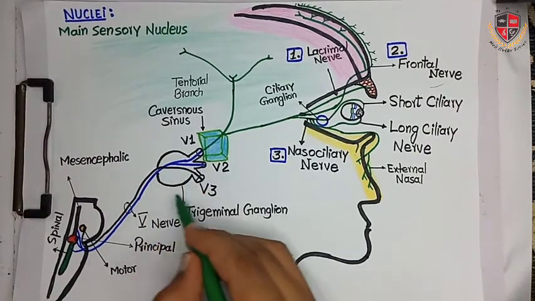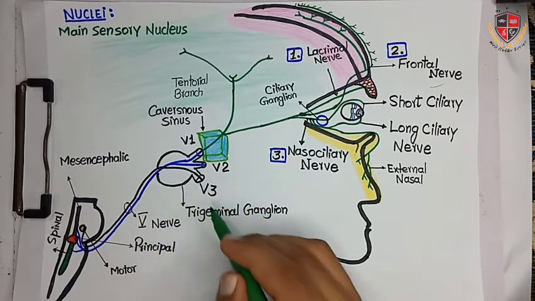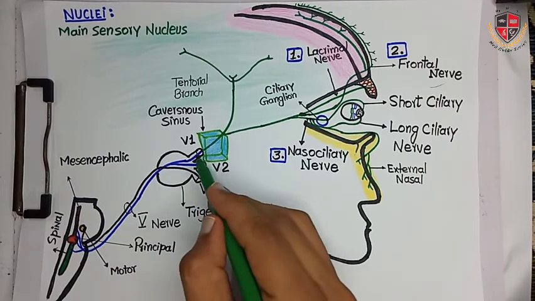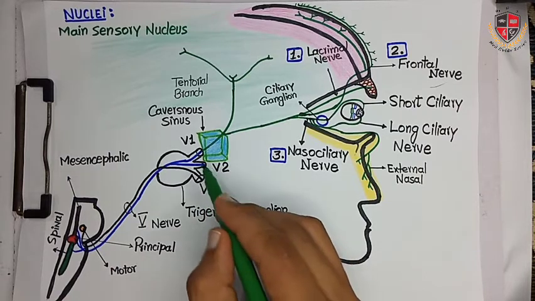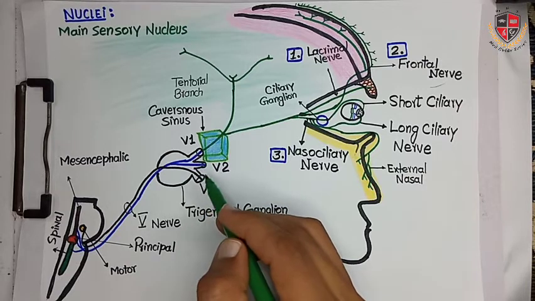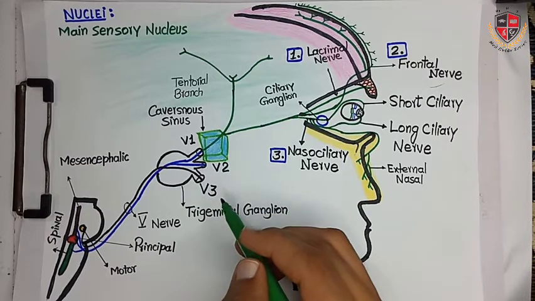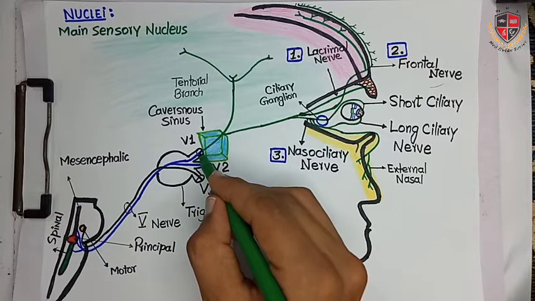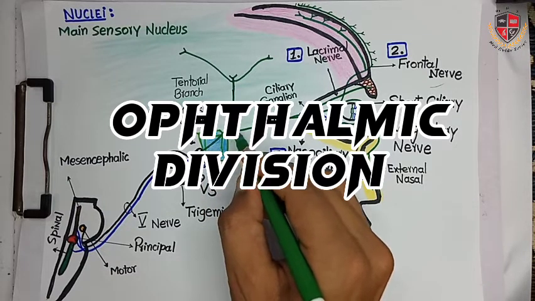This is the trigeminal ganglion. It lies on the petrous part of the temporal bone. It gives three divisions: ophthalmic, maxillary, and mandibular. The first and second divisions, ophthalmic and maxillary, pass through the lateral wall of the cavernous sinus. After emerging through the cavernous sinus, the ophthalmic division. Now ophthalmic division. The ophthalmic division gives branches.